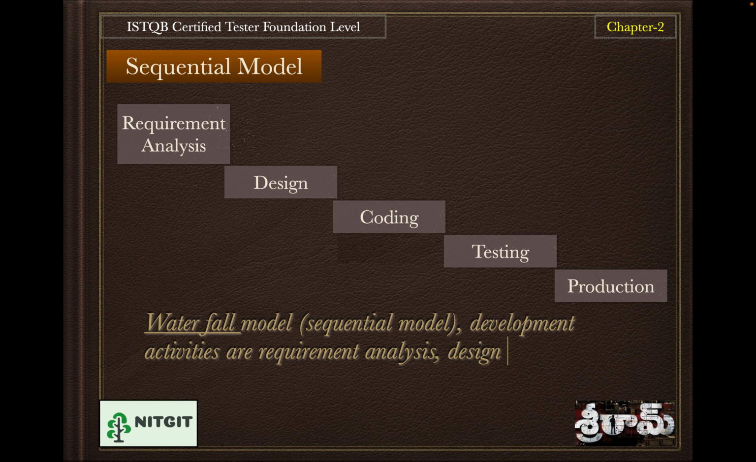The sequential model looks like this. Requirement analysis is the first step. After completion of requirements, it will go to design. After completion of design, it will go to coding. After coding, it will go to testing. After testing, it will go to production and then maintenance. So in the waterfall model, the sequential model, the development activities, requirement analysis, design, coding, and testing, are completed one after the other, and then moved to production.